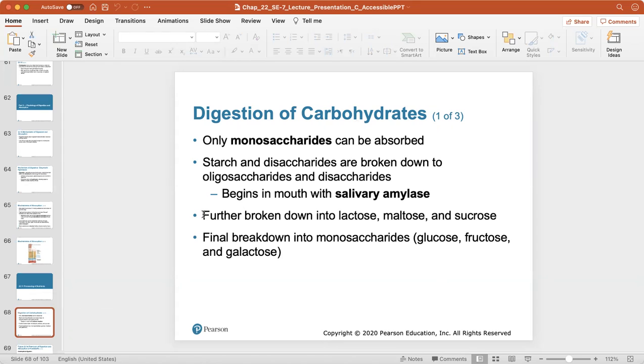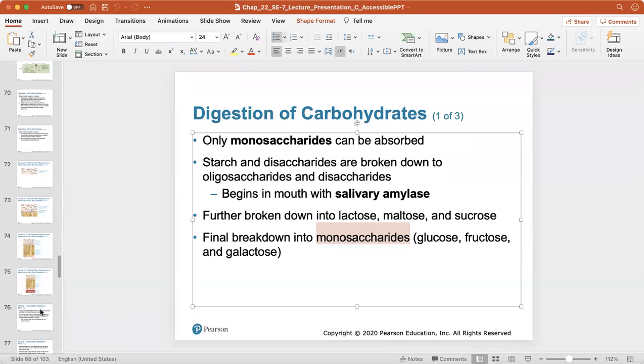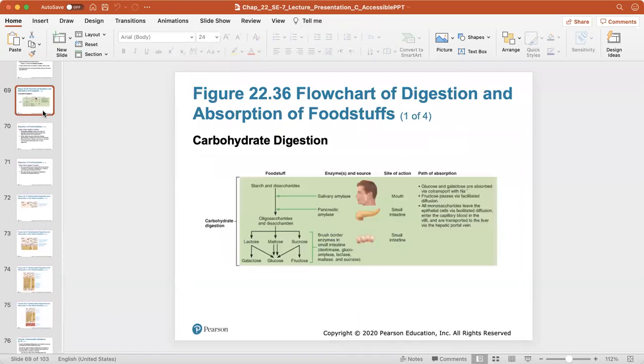They will be further broken down into lactose, maltose, and sucrose. And the final breakdown is into a monosaccharide. And monosaccharides, again, are just the single sugars. These are glucose, fructose, and galactose. So this shows the flow chart of digestion and absorption of foodstuffs.